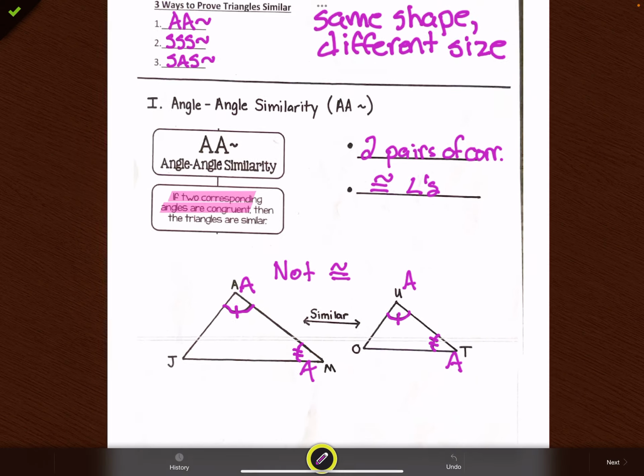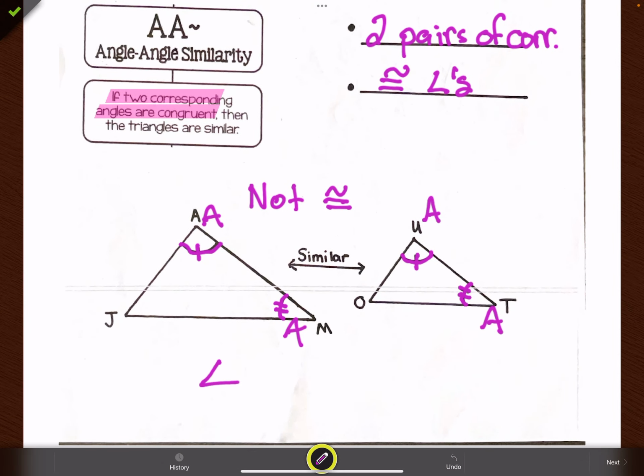And so what we could say here is triangle JAM, and remember, you do have to match up your parts correctly, is similar to, so we're going to use our similar symbol, triangle. Now, what matches up with angle J in the smaller triangle? Angle O. Good. What matches up with angle A? Angle U. And what matches up with angle M? Angle T.